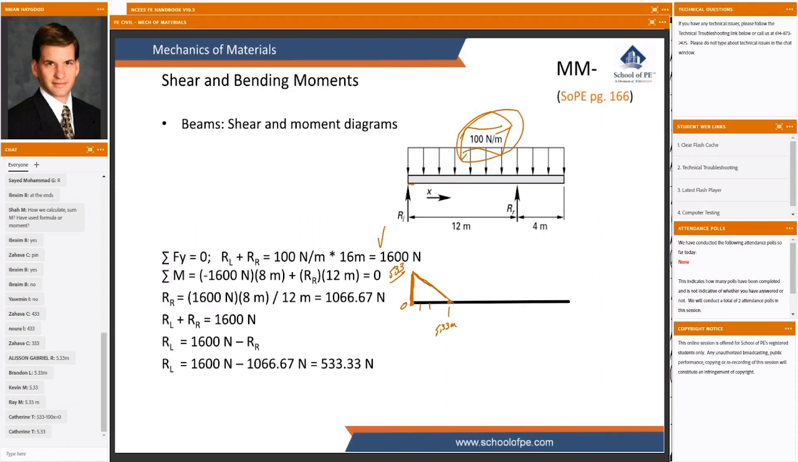Does the slope of our graph change at that point, or does the slope of our graph remain the same? Well, we've got the same distributed load, so we're going to have the same slope, and we're going to continue down with that same trend all the way until the 12-meter mark. What's going to happen at the 12-meter mark? We've got a point load there of 1,067 newtons, distributed over exactly 0 area. So we just have an infinite slope.